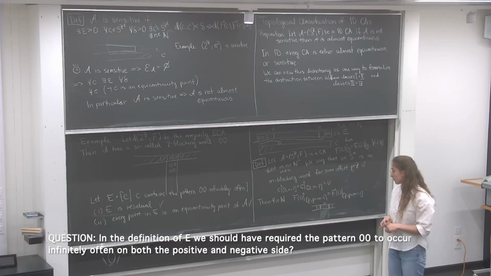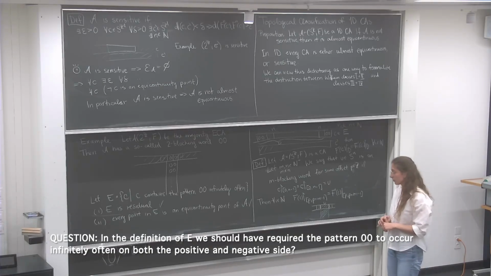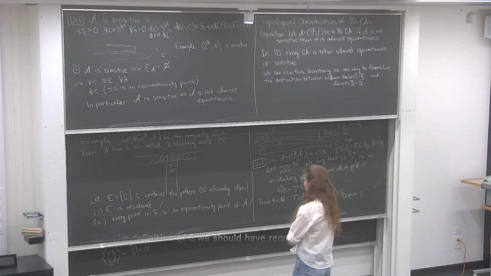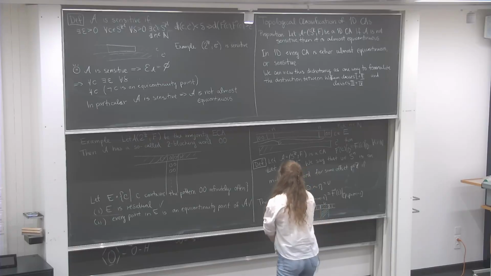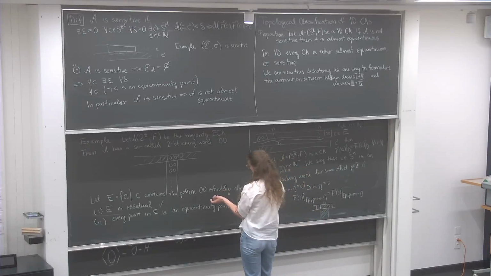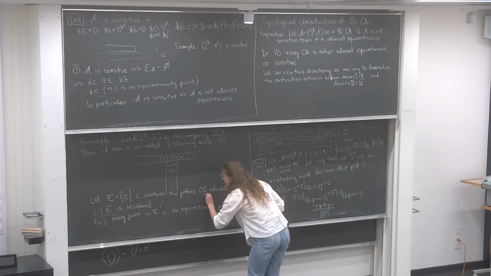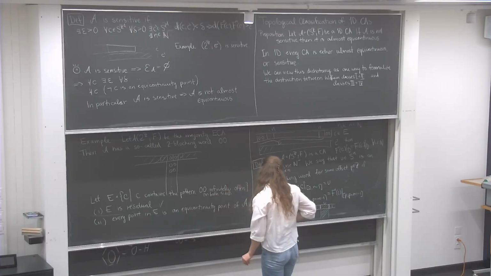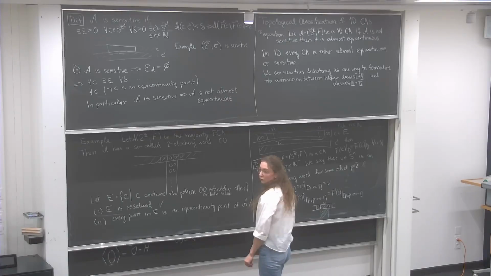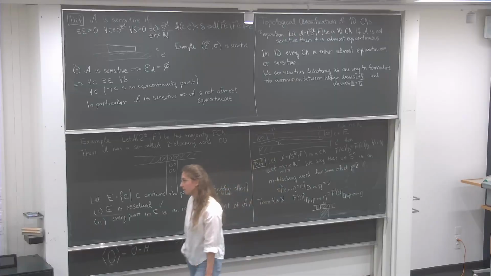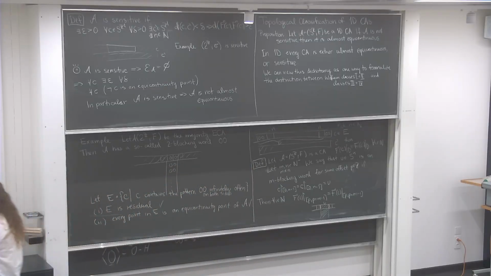Just for the definition of E, don't we need the pattern 0, 0 to be infinitely often on both sides to have an equicontinuity point? Because it could repeat infinitely, but only on the... okay. Sure. Thank you. That's a good point. And I suppose it's the same problem here. Yeah, it's clear when we define it like this, but I should have written it more carefully.